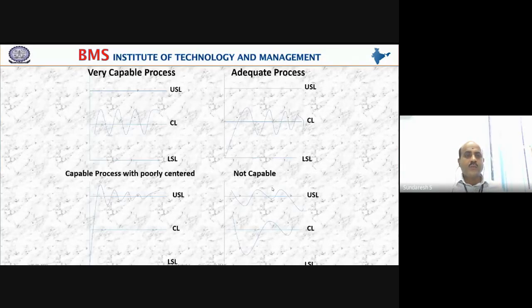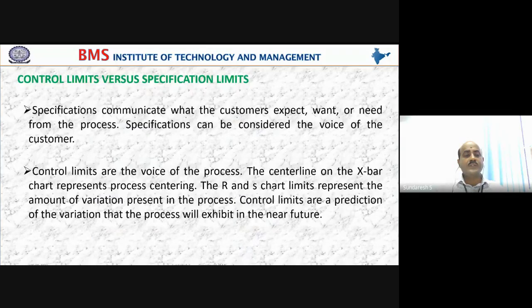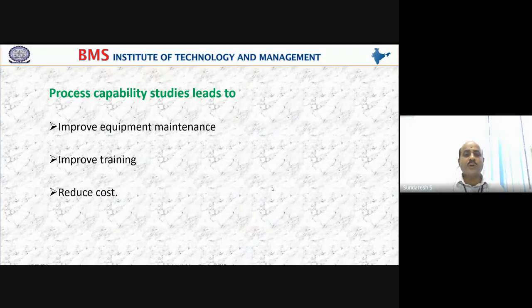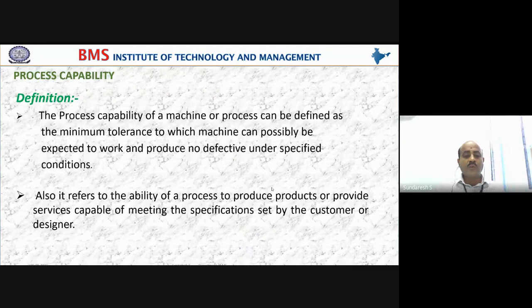In the morning class, we were discussing what process capability is and the use of the process capability study. We discussed process capability of a machine or a process as the minimum tolerance to which a machine can possibly be expected to work and produce no defectives under specified conditions. Now, the question is how we can measure this process capability. It has to be quantitative, because we cannot do it qualitatively. So quantitatively, how can we measure the process capability?